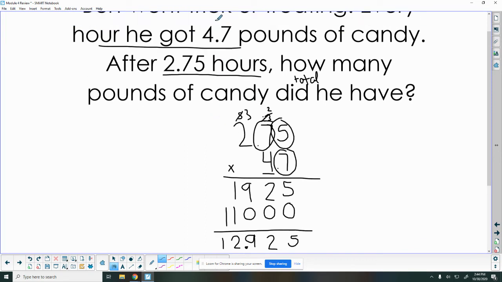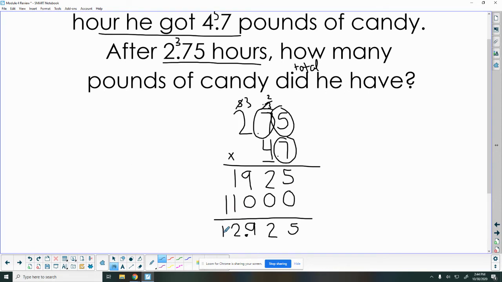So this is pretty close to 5, and this is pretty close to 3. My answer should be around 15, and I have 12.9, which is very close to 13, which is close to 15. So my answer makes sense. 12.925 sounds reasonable.